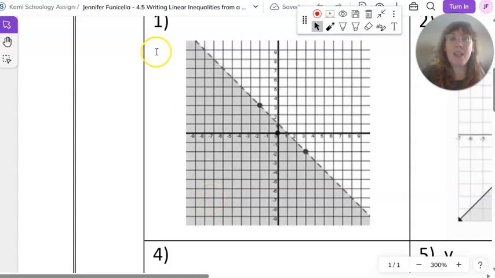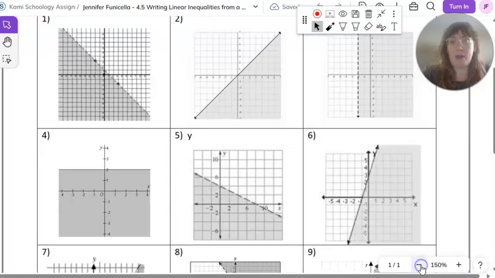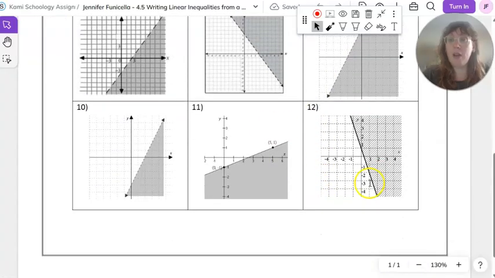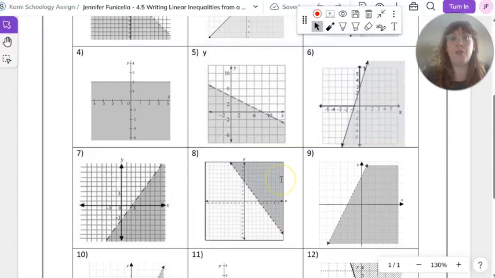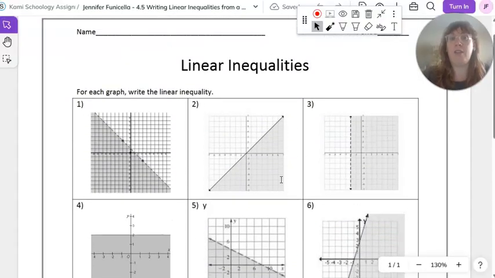Hello everyone. We're going to be taking a look at the CAMI document for 4.5. And what this document has, if I zoom out, is about 12 questions with inequalities graphed. And we're going to write what the inequality is for each of these graphs. So up at the top, you can put your name.